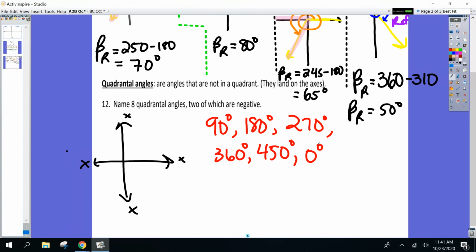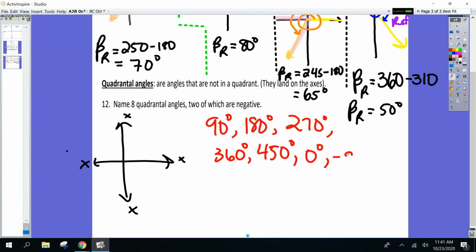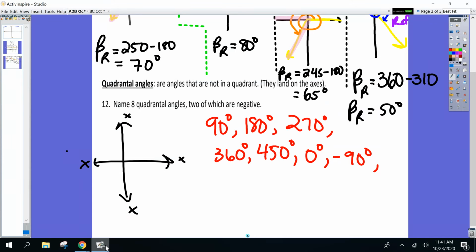I got 1, 2, 3, 4, 5, 6. No more positive ones. They got to be negative now. You guys that are left, sorry. Your classmates left you floating. Caroline. Negative 90. Good job. And one more, please. Dan, finish with the negative one. Negative 180. There you go.